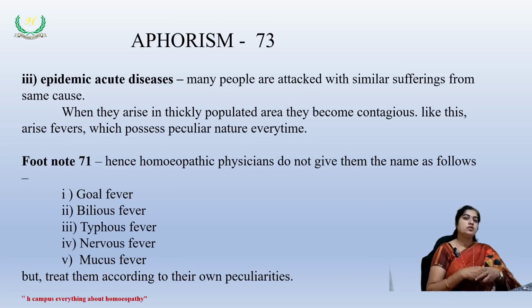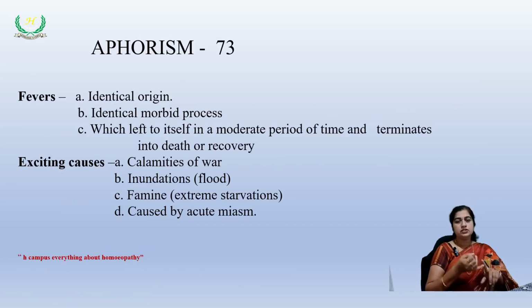Now let's come to a very important topic where we have got a very good hope, epidemic diseases. Many people are suffering with similar symptoms with the same cause. It's called acute epidemic or epidemic. When they arise in thickly populated area, they become contagious. Like this arise some fevers which possess peculiar nature every time. They come every year probably, but they are not same as it was long back or last year. So master says homeopath shouldn't give them names like gastric fever, bilious fever, typhus fever, mucous fever and nervous fever. But they have to be treated on their own peculiarity. These fevers will have got identical variation, identical morbid process, and if they are left for some moderate time, they terminate either into recovery or into death.